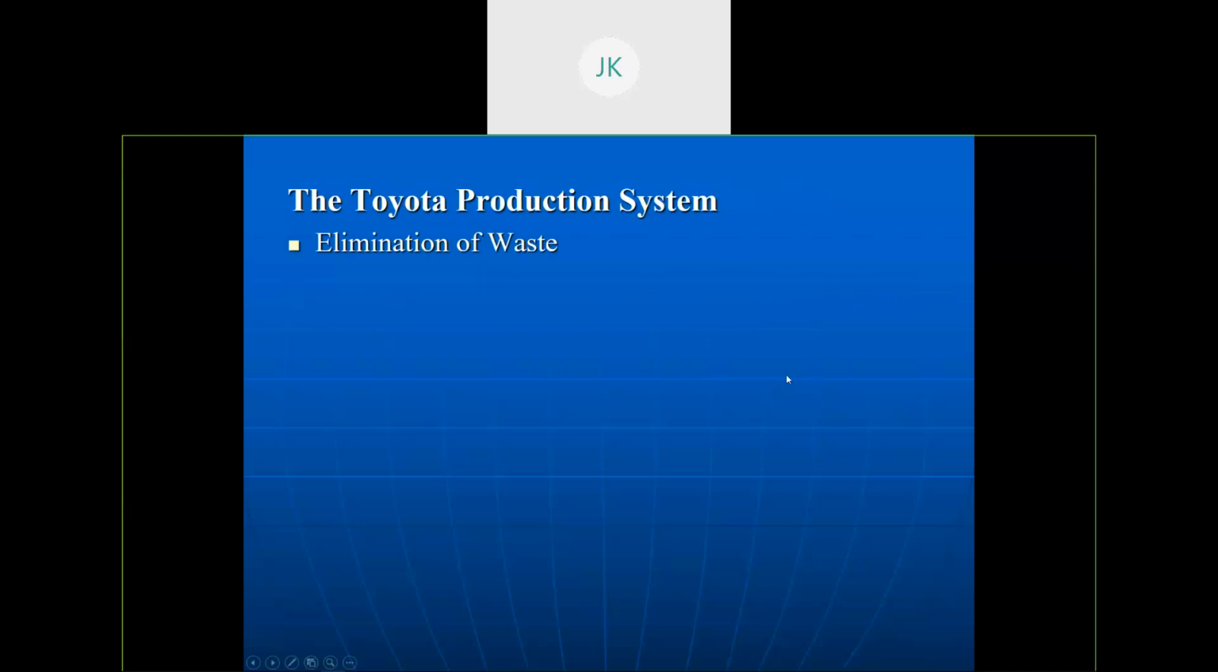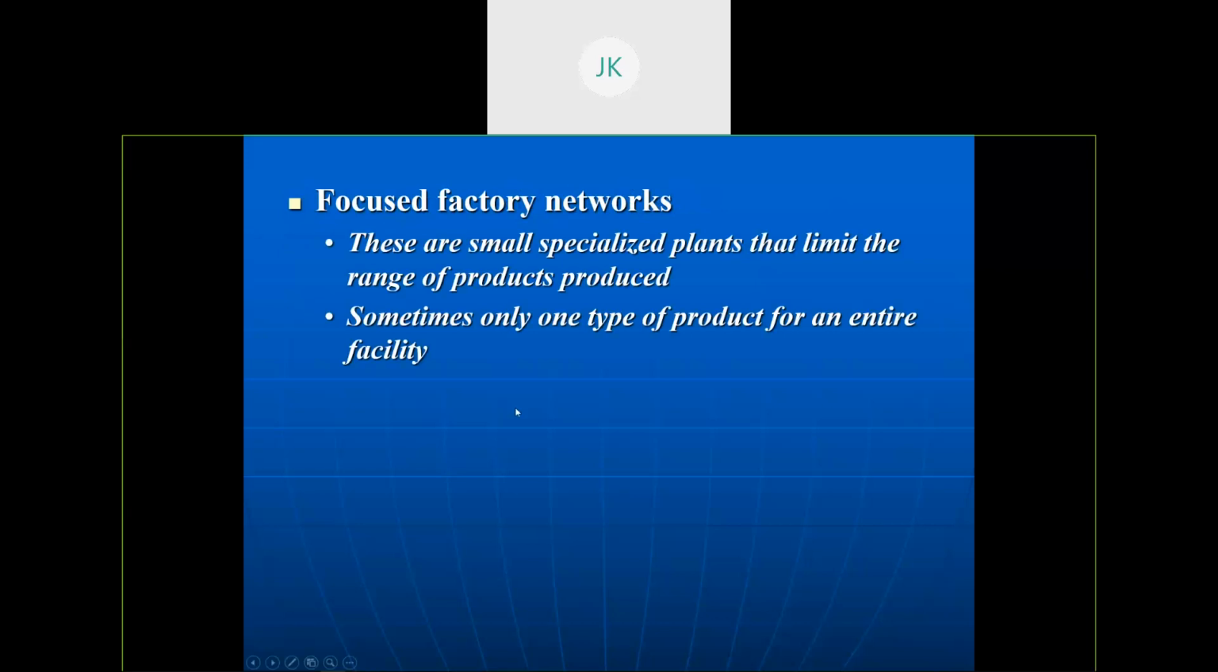The most famous JIT system is the Toyota production system. How does the Toyota production system eliminate waste? Using a focused factory network. A focused factory network is small, specialized plants connected like a network. This kind of plant usually produces one or two, a limited range of products. Sometimes only one type in an entire factory.